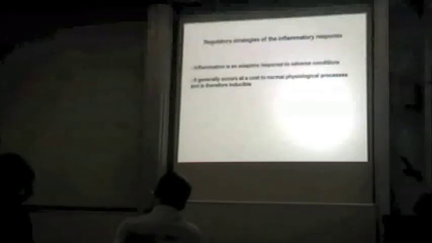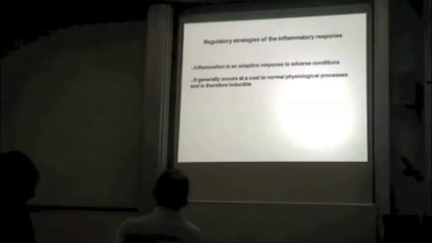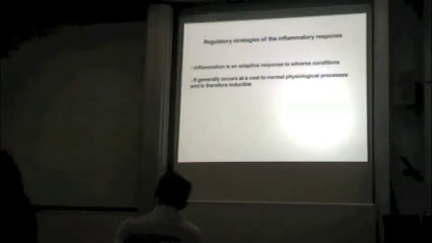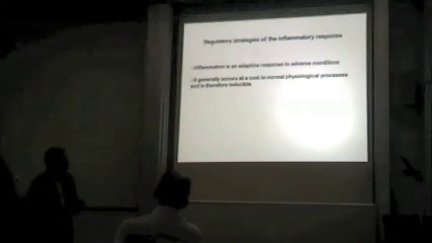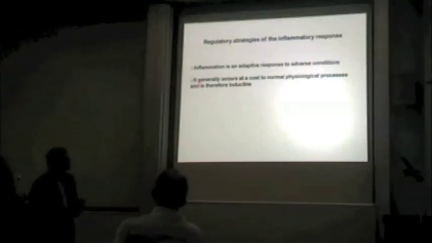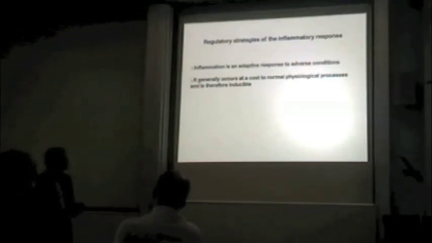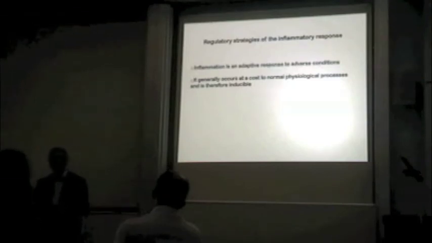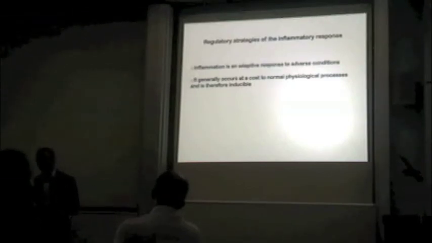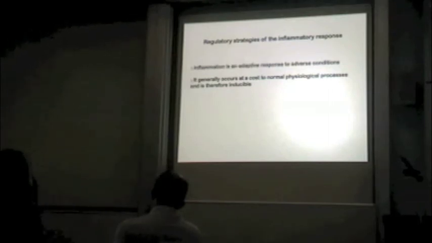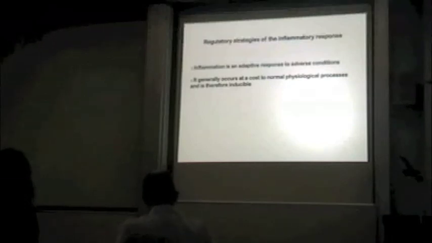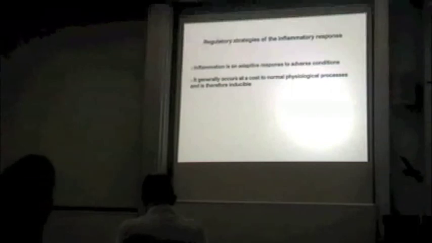It's very important in terms of its health implications, but it's relatively poorly understood. In all cases, this adaptive response to an adverse condition occurs at the cost of normal physiological processes, and for that reason, inflammatory responses are inducible in most immune responses. They're inducible because they have a cause. And that's what Rudolf Virchow called the fifth cardinal sign of inflammation, the loss of function.